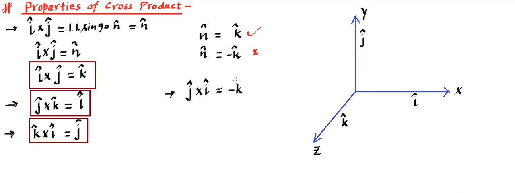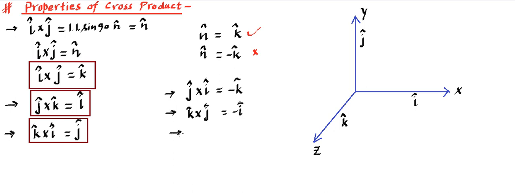What property we have used over here? We have used that a cross b is equal to minus b cross a. If we change the order, minus comes in, hence this. Similarly, if somebody asks like k cross j, so we will say k cross j is going to be equal to minus i cap.